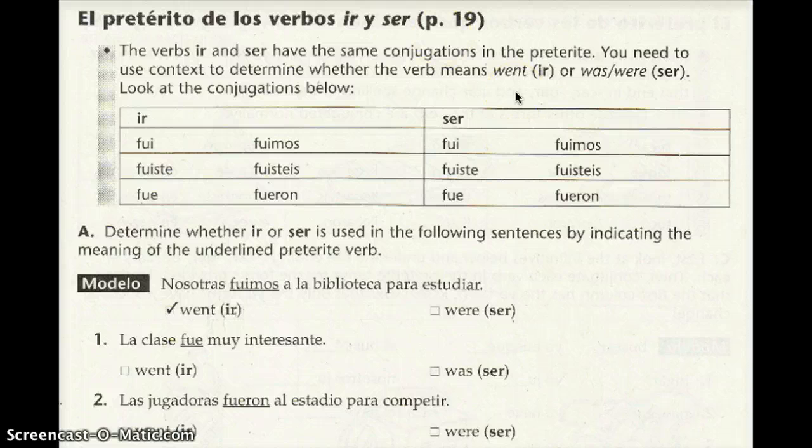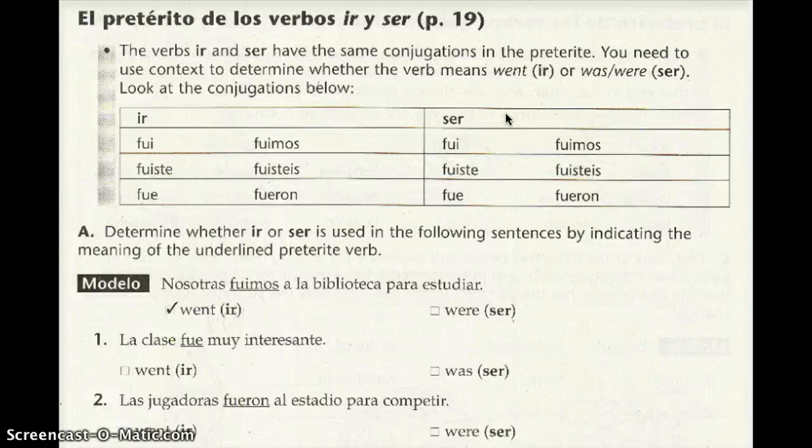All right, so we've talked about regular preterite verbs. Hopefully you know those. The ir and ser, don't forget they follow the exact same chart. Fui, fuiste, fue, fuimos, fuisteis, and fueron. It's the exact same for ir and ser. Ir and ser are not related other than at this point. So don't start to think that one means the other or whatever.